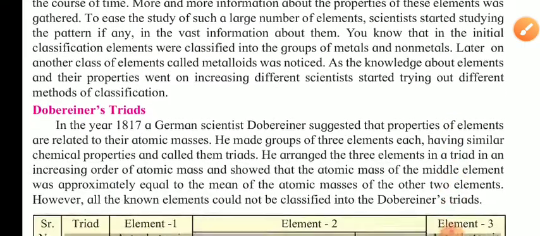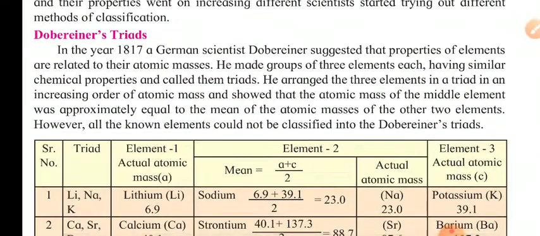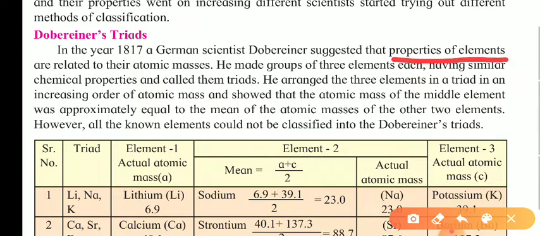Now, further in their classification, initially the first classification was given by Dobereiner's triads. Dobereiner's triad is given by the German scientist Dobereiner. He suggested that the properties of elements are related to their atomic masses. What he said is that the properties of elements, meaning their characteristic physical and chemical properties, are related to the mass of that particular element. Atomic mass we have already studied.